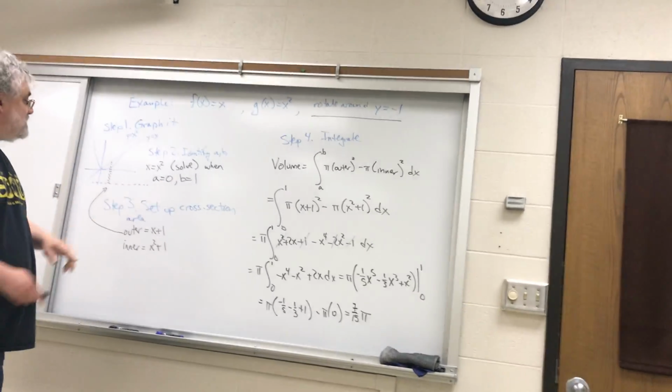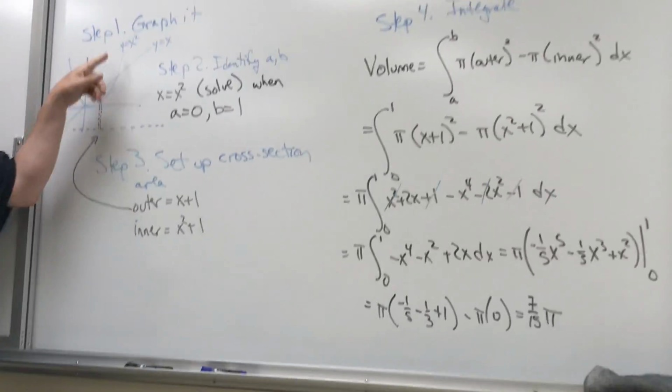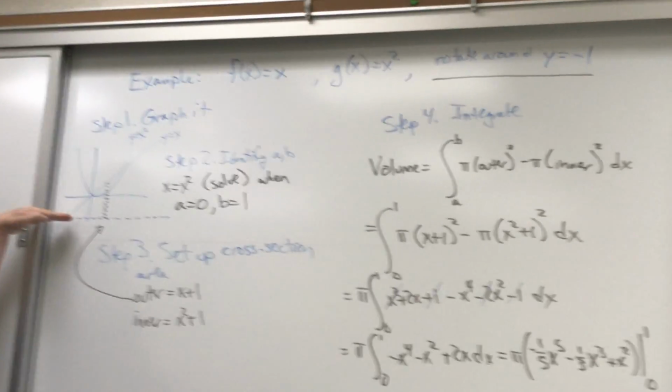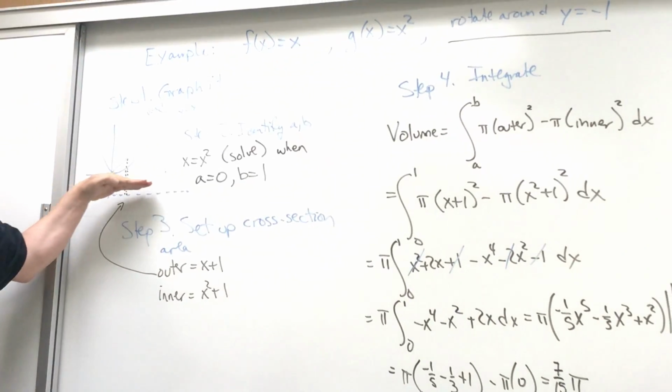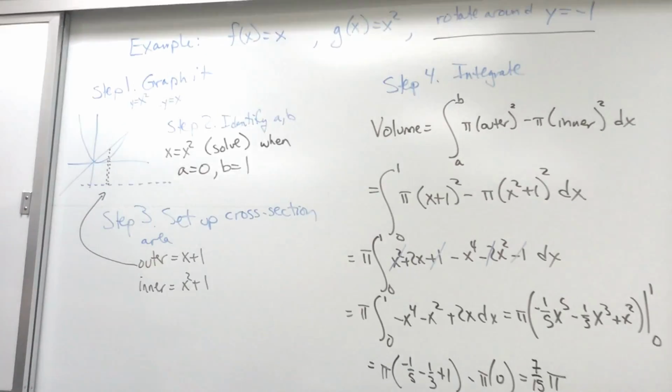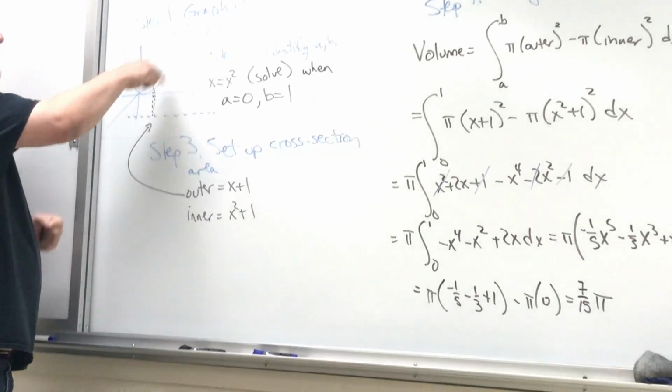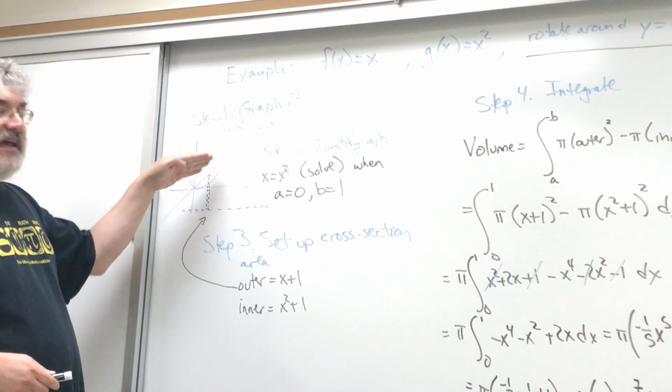Anyway, here is the shape. We're going to take the function y equals x squared, and instead of rotating around the x-axis, we're going to rotate around the line x equals minus 1 down here. So the first step is to graph it, to see what's going on. And here's my graph. Hopefully from the graph you can see there's an area in there.